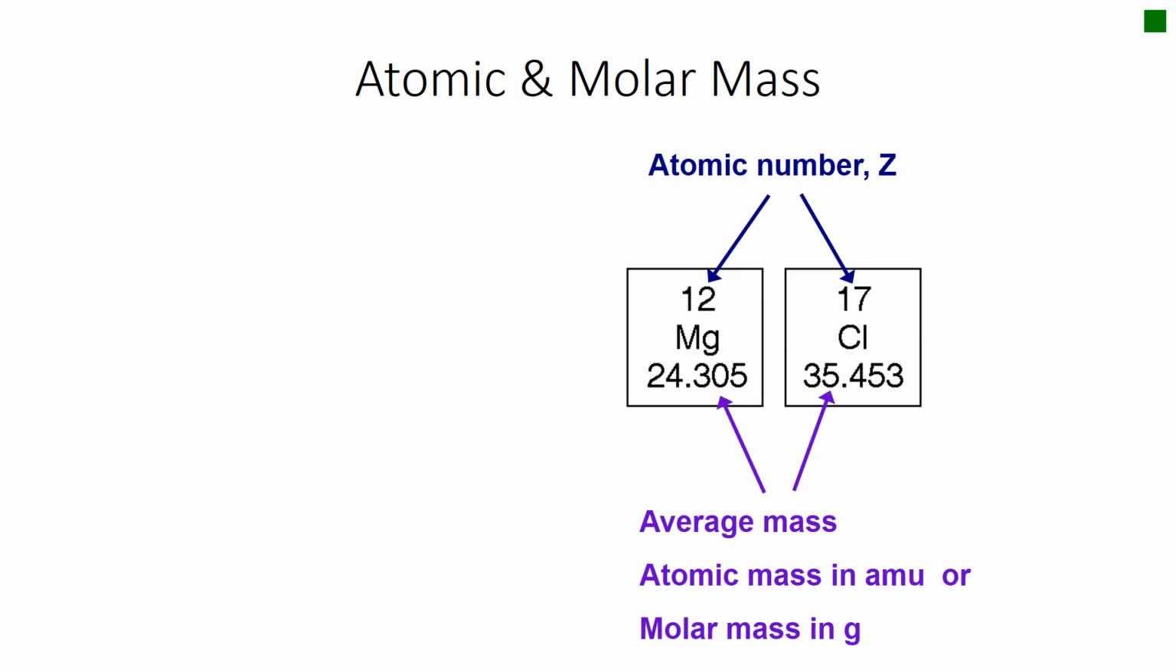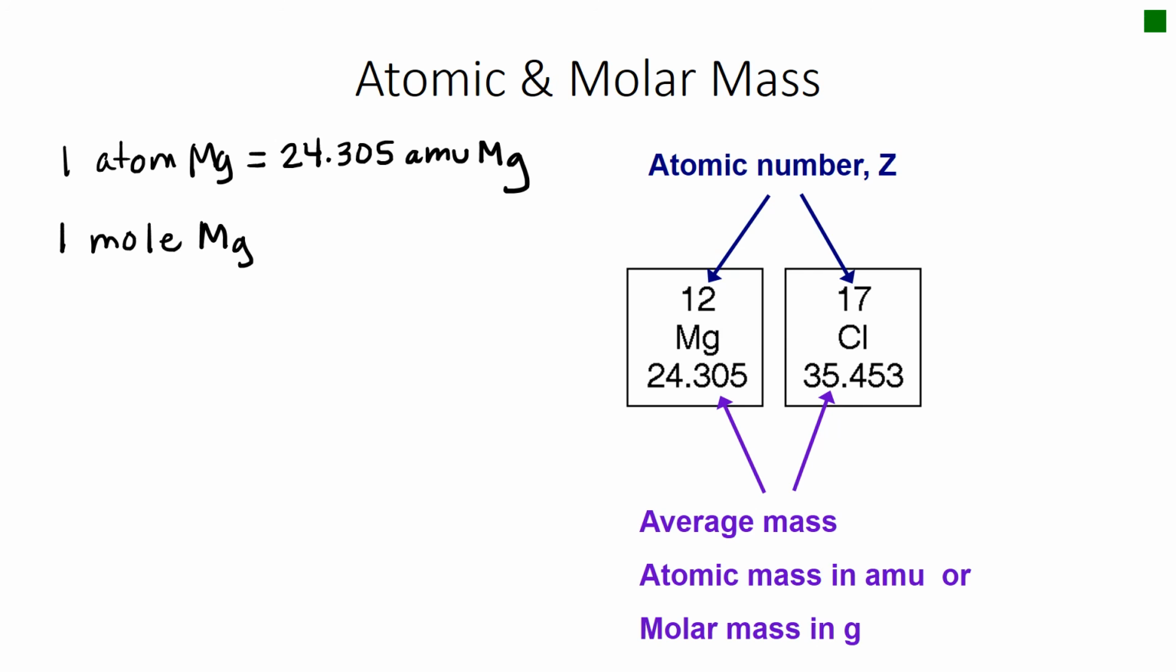All right, so if we take a look at atomic and molar mass and two different elements on your periodic table here, magnesium and chlorine. So if we look at magnesium and we're looking at the average atomic mass, we're taking 1 atom of magnesium and we're going to see that's equal to 24.305 AMUs of magnesium. If we take 1 mole of magnesium, that's going to be equal to 24.305 grams of magnesium.